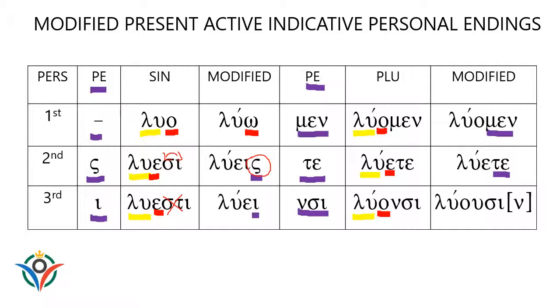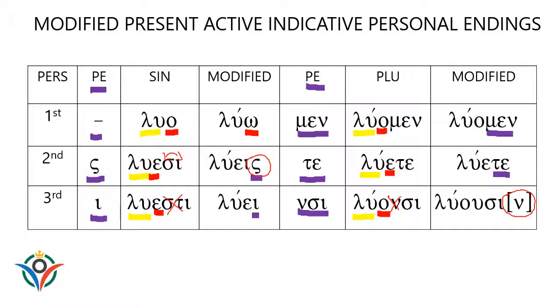Then the first person plural and the second person plural have stayed the same. There's no modifications there. And then the third person plural, the nu fell away, and to compensate for that loss, the omicron lengthened. So now we have the upsilon, which forms a diphthong, and we now have lousi. And we also have a movable nu at the end of the verb. And that means that if the following letter is a vowel, then the nu will remain there. But if the following letter is a consonant, then the nu will fall away.